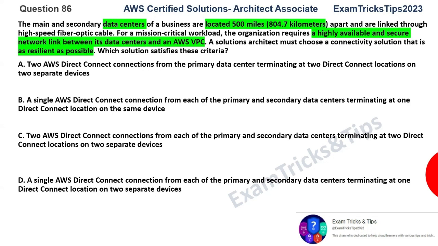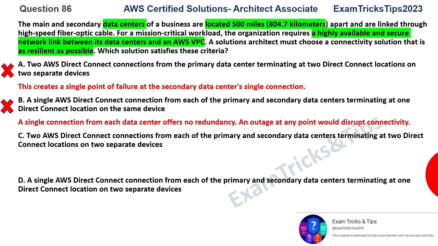Let's see what we have in option B. It says a single Direct Connect connection from each of the primary and secondary data centers terminating at one Direct Connect location on the same device. Now, this obviously is not as good as even option A. Single connection means we don't have any redundancy, so any outage would cause problems. So option B is also wrong.